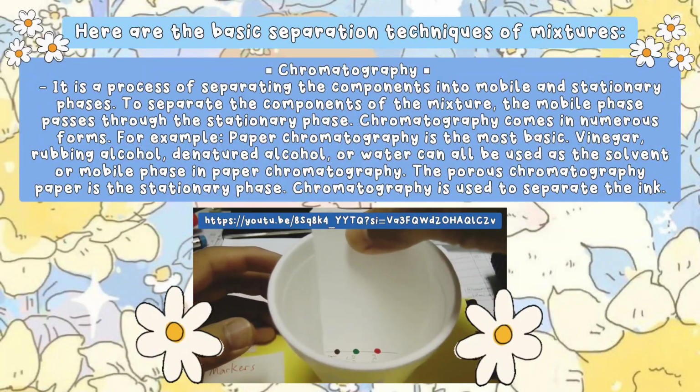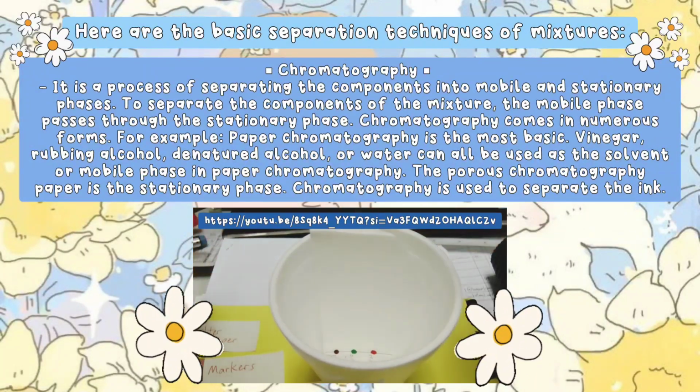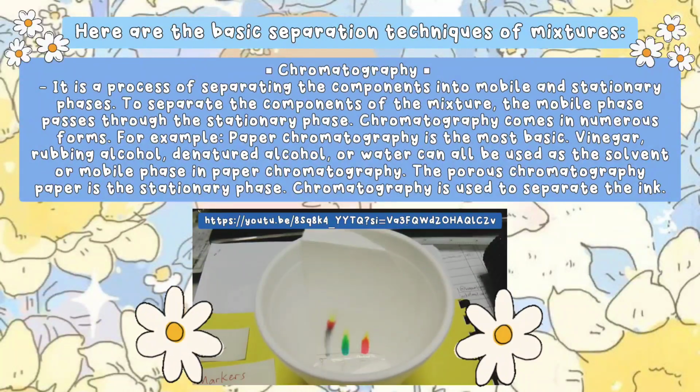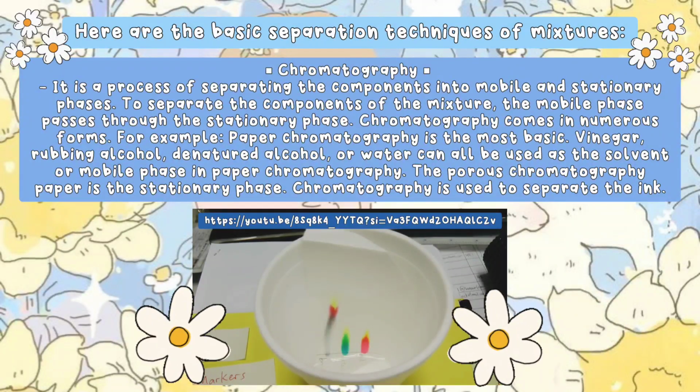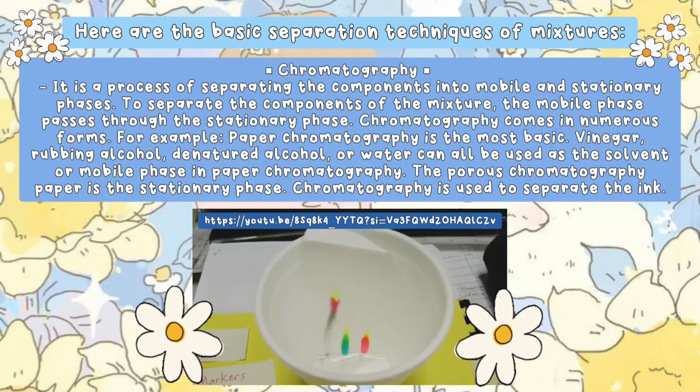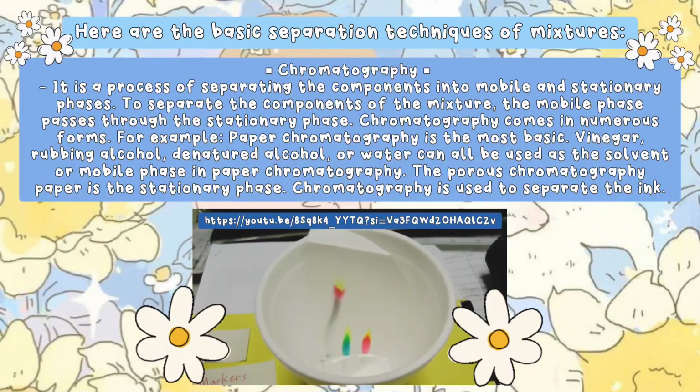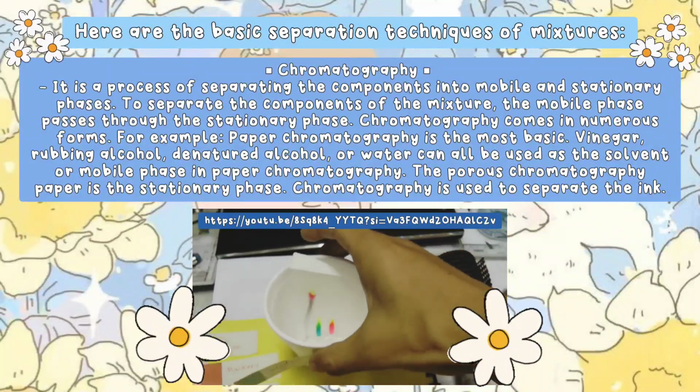Vinegar, rubbing alcohol, denatured alcohol, or water can all be used as the solvent or mobile phase in paper chromatography. The porous chromatography paper is the stationary phase. Chromatography is used to separate the ink.